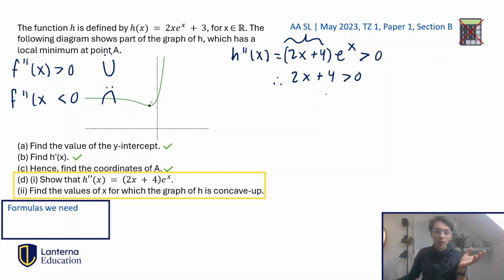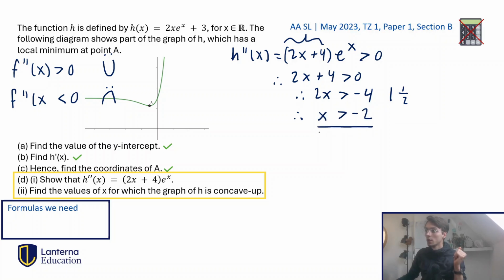Okay, and then we just solve like we solve anything else. We say minus 4 on both sides. So then we get 2x is bigger than negative 4. We divide by 2 on both sides. I'll do my little line here. Multiply both sides by 1/2, same thing as dividing by 2. And I get that x has to be bigger than negative 2. Okay, so I know that when x is bigger than negative 2, I am concave up. Amazing. That's the last question, guys.